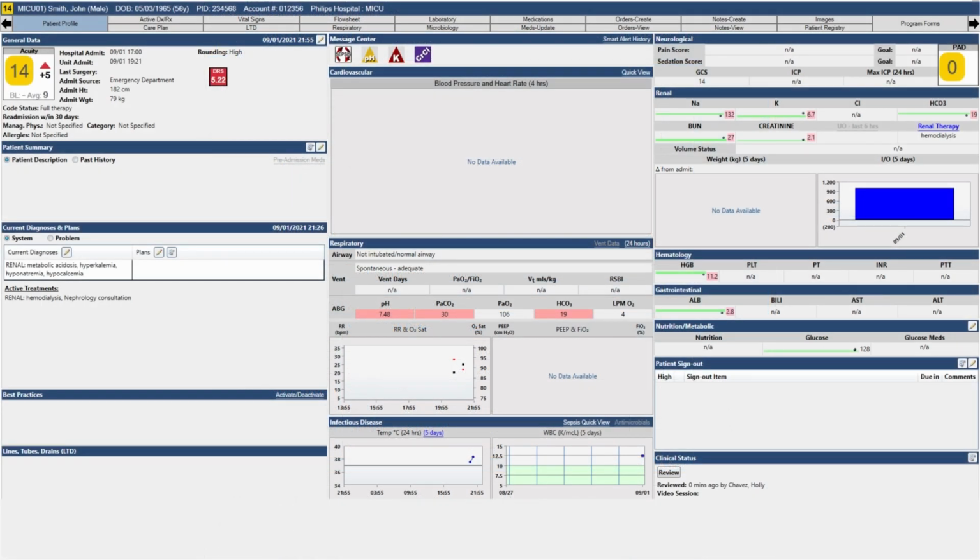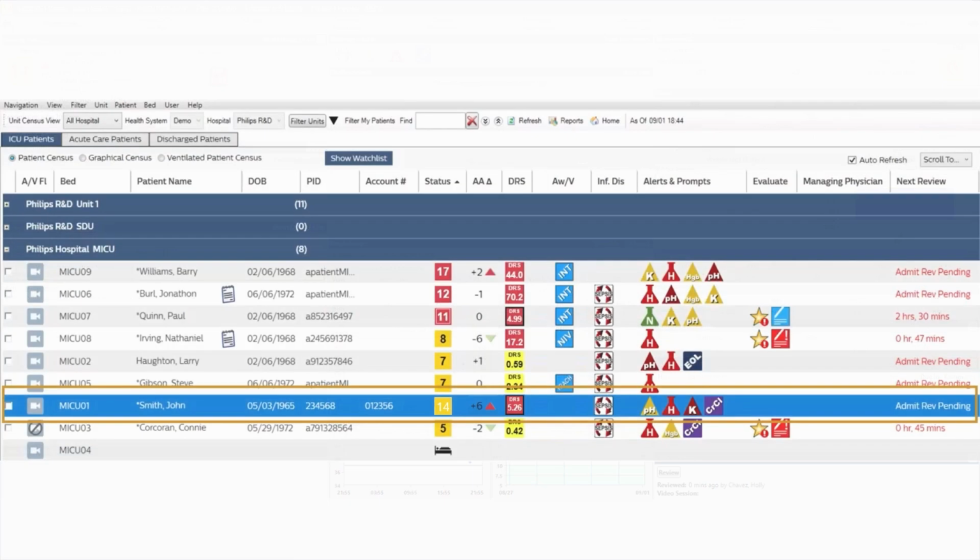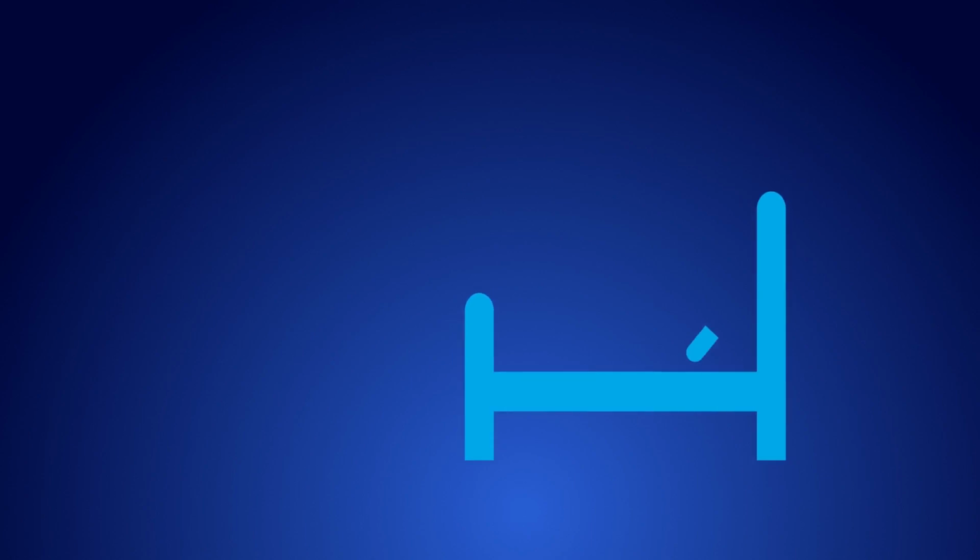Looking at John's overview screen, the eICU care team can monitor the trending of John's cardiovascular, metabolic, renal, respiratory, and infectious disease status, so they can collaborate with his bedside team to aggressively manage his sepsis with a close focus on fluid management. Josephine can see that John's automated acuity score has increased and changed from a yellow 6 to a yellow 14, with a worsening delta score of plus 6.